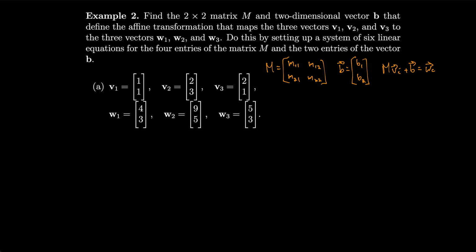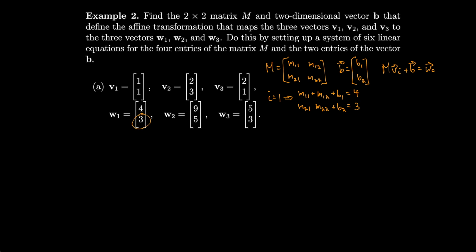Okay, so that means for i equals 1, we have M11 plus M12 plus B1 equal to the first w entry, 4. And we have M21 plus M22 plus B2 equal to 3.